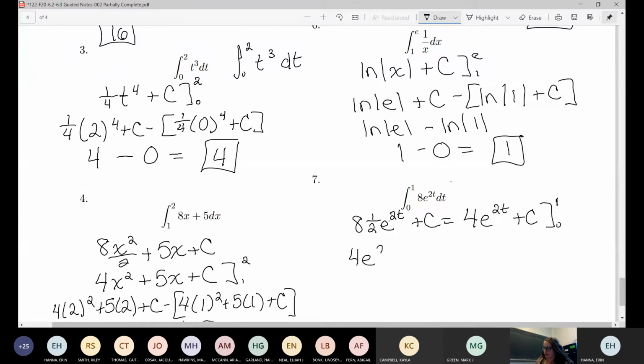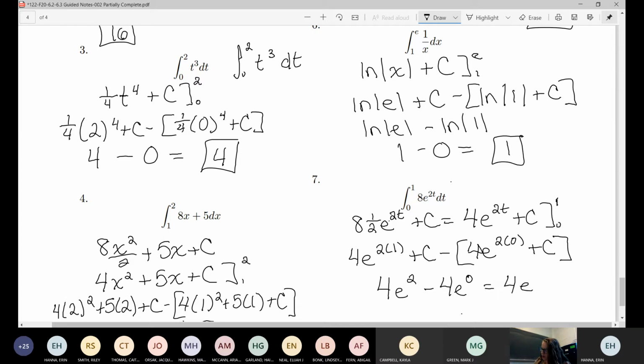Plug in the top bound. Subtract what you get when you plug in the bottom bound. And this is, again, where you need to be really careful because we have 4e squared minus 4e to the 0th power. Remember, anything to the 0th power is 1.